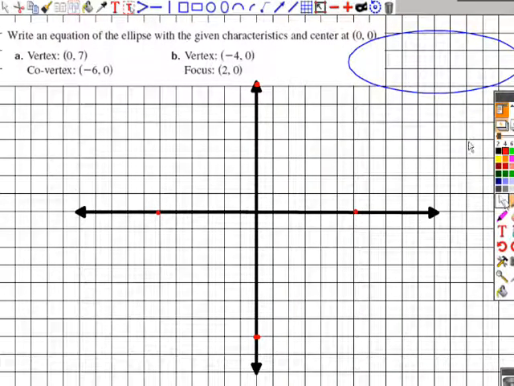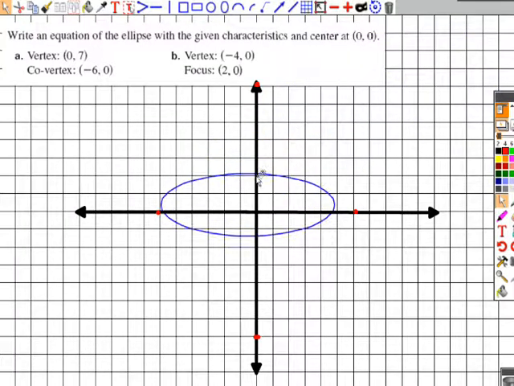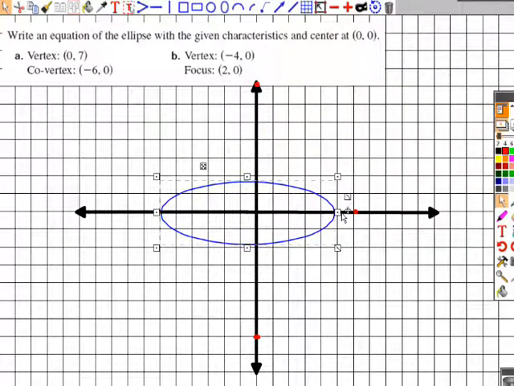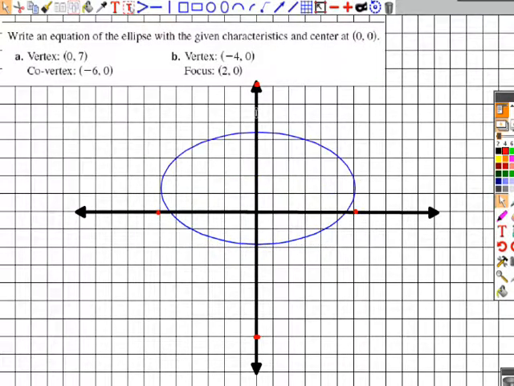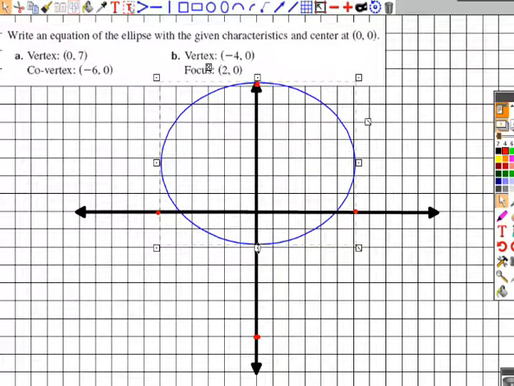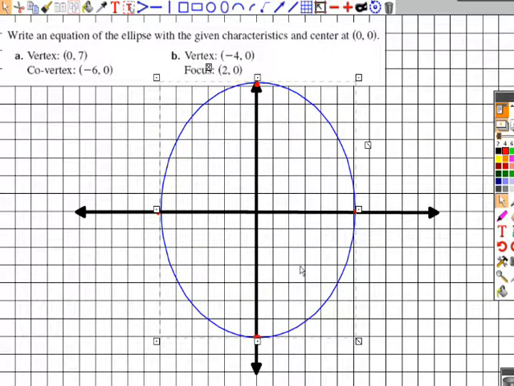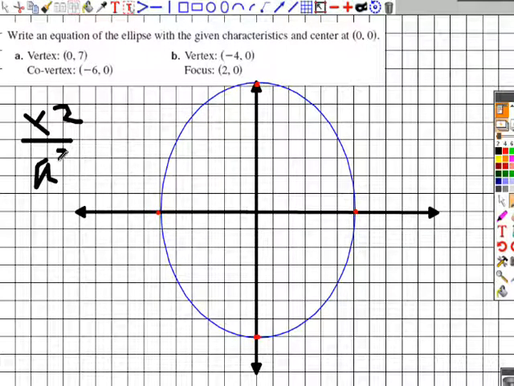Alright, let's draw this guy here. Just drag him over. Okay. Pull this up, put it a little bit down. Alright. So, my standard form, again, is, need my pen. Okay. X squared over a squared plus y squared over b squared equals 1.